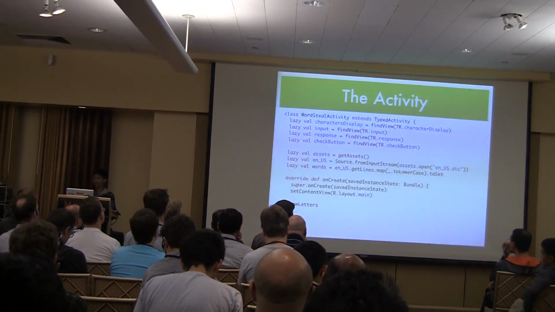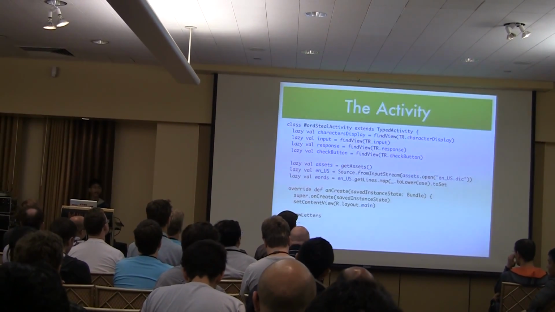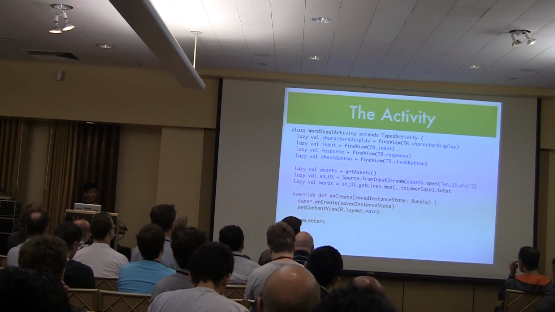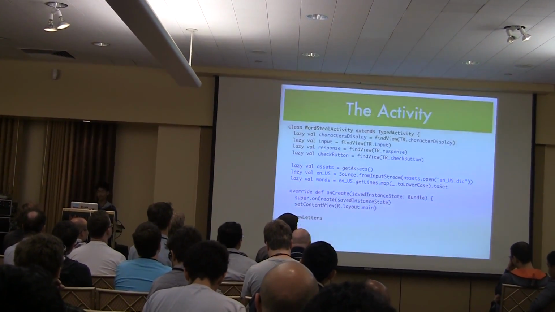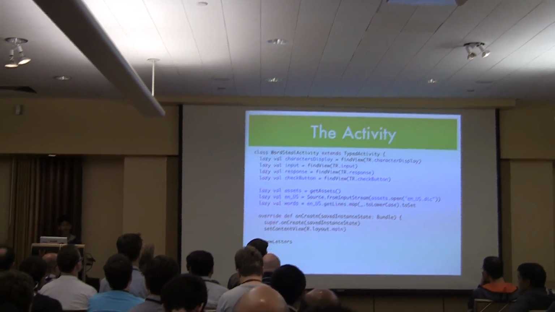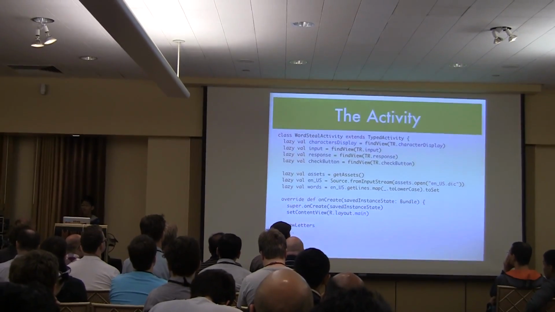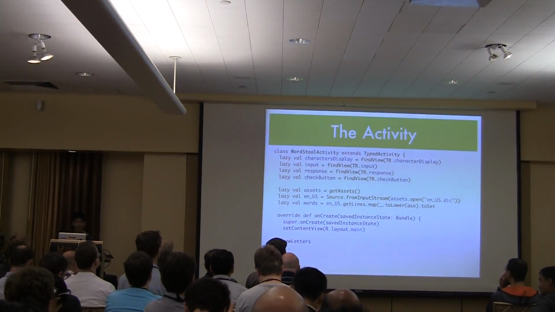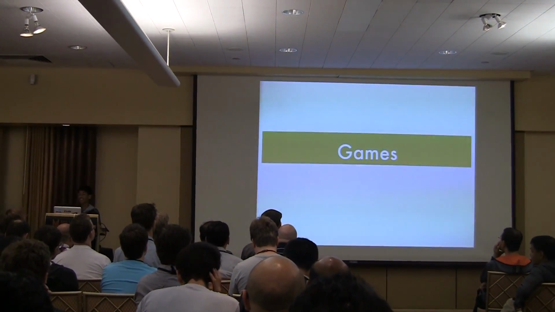Then, to get my words, again, I have 3 more lazy vals, and they're lazy for the same reason. I can't access my assets until the app has initialized. And when I actually need them, I just get all of the lines in my dictionary. That's the slow part, but I have some ideas on how to make it quicker. And then, when I actually initialize my app, all I do is set the layout to be the main layout and calculate new random letters. So that's it for Android.